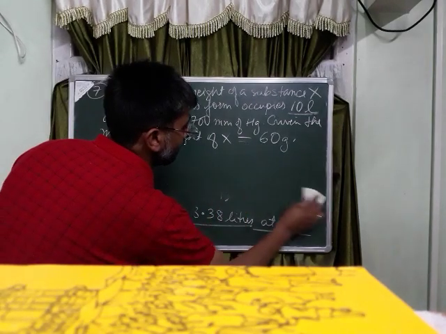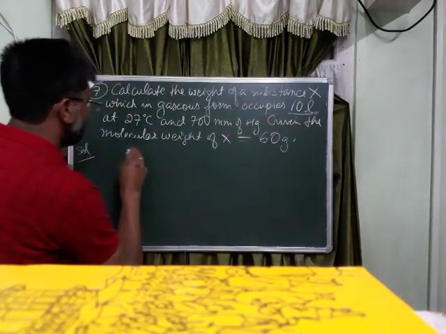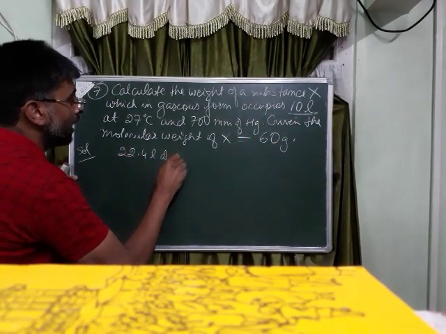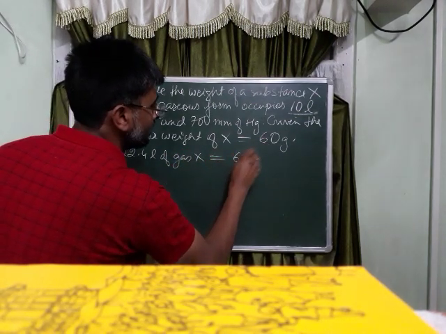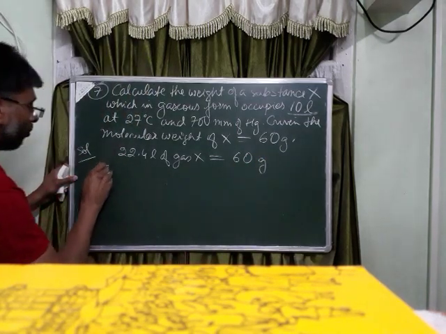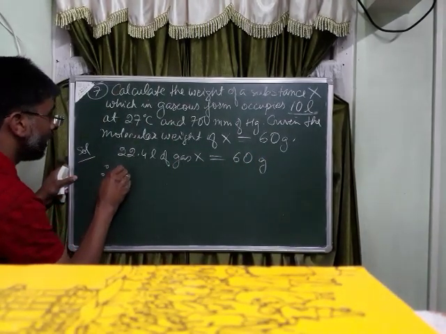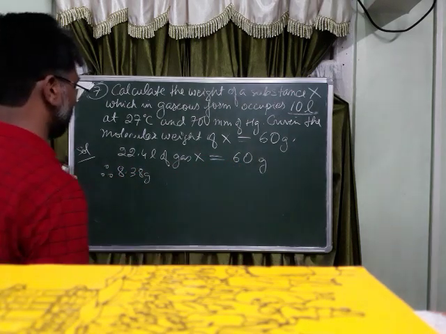Now I'll write down over here the sentence. Since it is in liters, I'll write down 22.4 liters of gas X. It weighs gram molecular mass, that is 60 grams. Therefore, we have got over there that time 8.38 grams. Therefore, 8.38 grams. So, I'll reverse the sentence now.